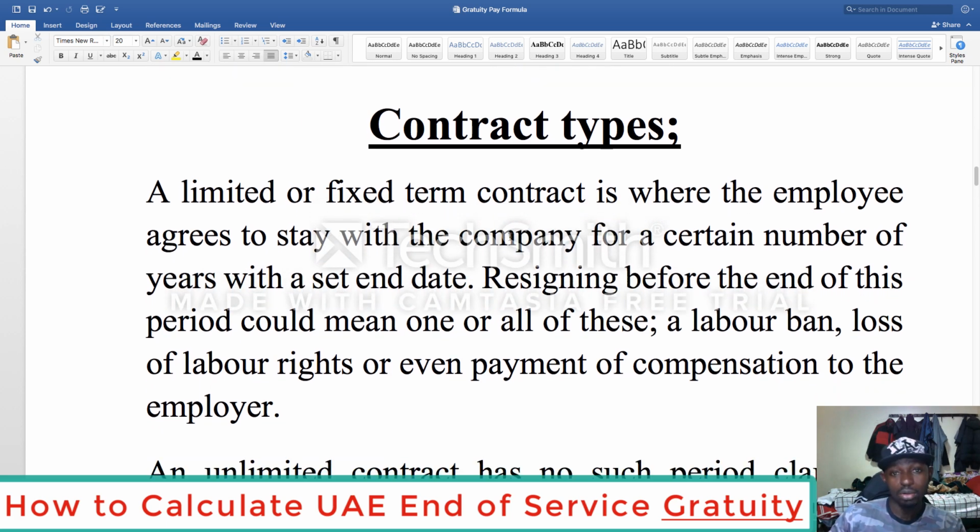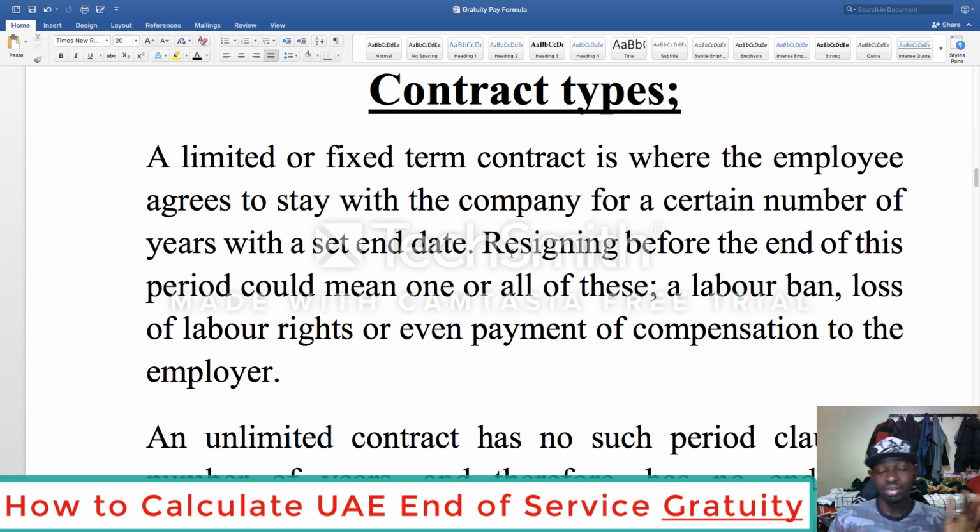We all know that a limited contract or a fixed term contract is a contract that has a specific duration. So, resigning before the end of the contract can result in a number of things, maybe a ban, loss of labor rights, or even payment of compensation to your employer. Which means if you have a contract of 2 years, and you resign before that 2 years, 1, you don't even have gratuity, and 2, you'll be liable to pay compensation to your employer.